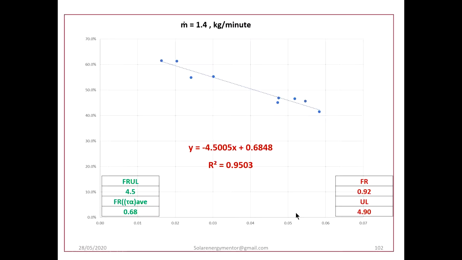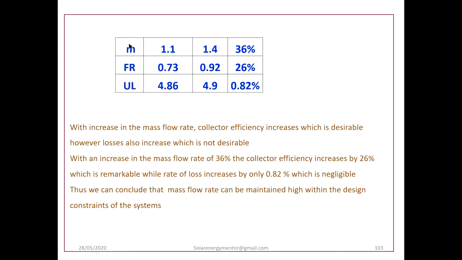Now what are the comments if we compare both the cases? So two cases are there when mass flow rate initially was 1.1 and then it is increased to 1.4. So what is the percentage increase in the mass flow rate? There is a percentage increase of 36% in the mass flow rate. Then what results do we obtain here? Collector heat removal factor is 0.73. It is increased to 0.92. So there is a 26% increase in the collector heat removal factor with increase in the mass flow rate. And then as regards loss coefficient, overall loss coefficient was previously 4.86.